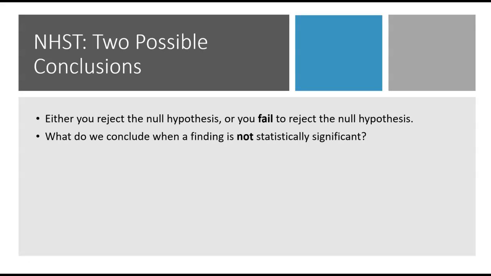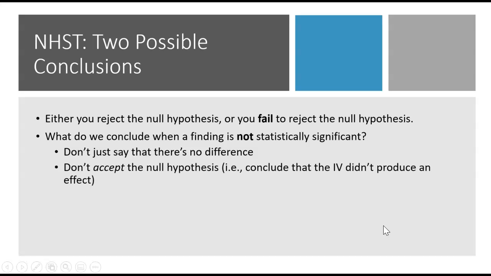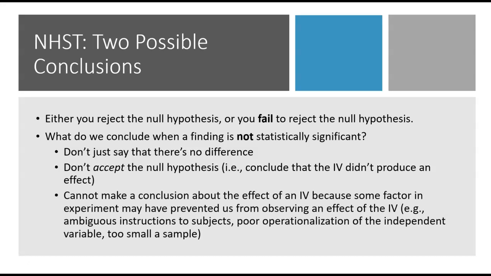What we conclude is that if a finding is not statistically significant, we have to be careful in the way we interpret that. We don't just say, "Oh, no difference." We don't accept the null hypothesis and then conclude that the IV didn't produce an effect, or that the mean scores for the groups were not different, because the mean scores are the mean scores. At the end of the day, you can't make a conclusion about effects based on a single finding, because there could be other factors that are preventing us from seeing a difference.